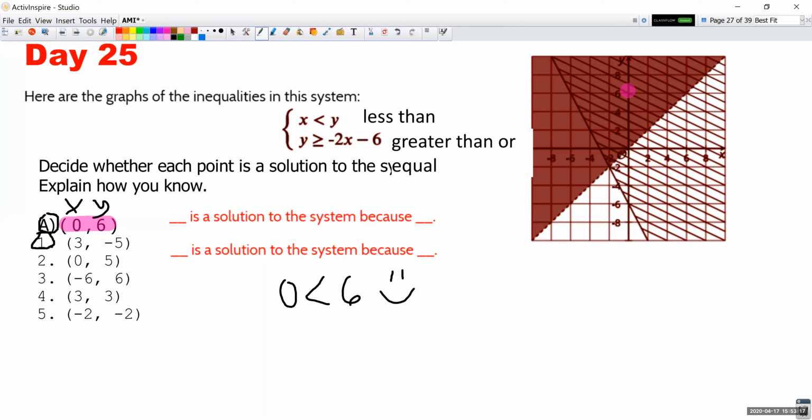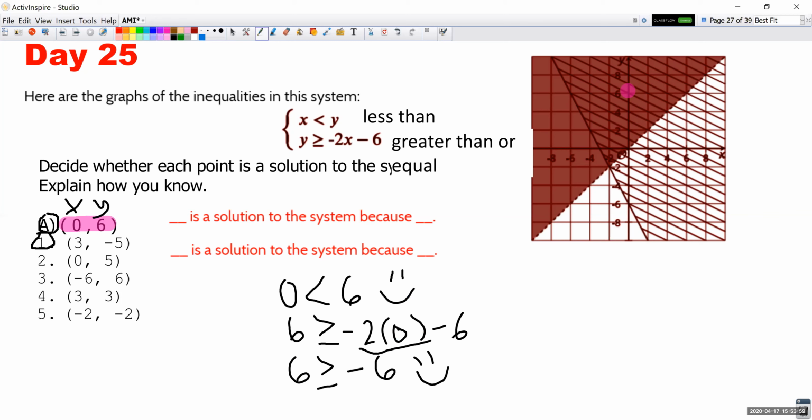Then I'm going to substitute 0 and 6 in the next inequality. So I'm going to have 6 is greater than or equal to negative 2 times 0 minus 6. Well, let's work out this side. Negative 2 times 0 is 0, minus 6 is negative 6. On this side, we have negative 6, and on this side, we have positive 6. So let's read this out loud. Is 6 greater than or equal to negative 6? The answer is true. So I'm going to put a happy face.